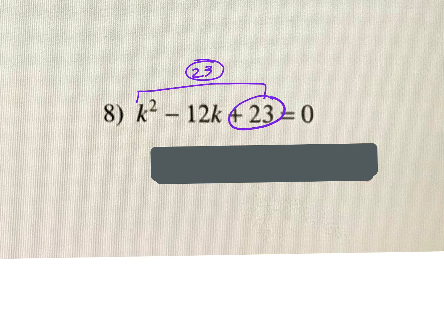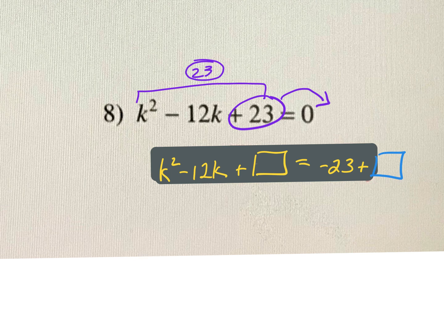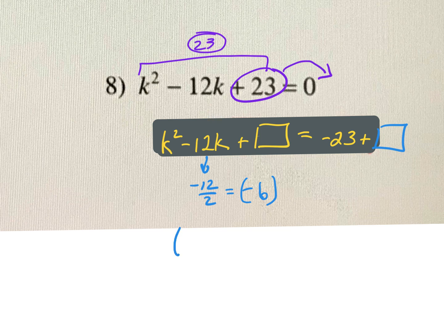The first thing I do is take 23 and move it where? To the other side. So I have k squared minus 12k plus my box, because I'm going to complete the square, equals negative 23 plus what? Plus a box, because what you do to one side, you have to do to the other. So the process of completing the square, I take my b term, which is negative 12, and I divide it by 2, and I get what? Negative 6. So on the left-hand side of my equation, what does my parenthesis look like? x minus 6 squared. Perfect.